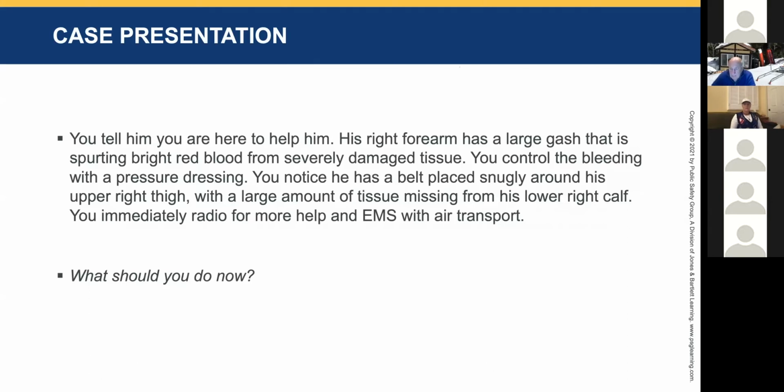Okay. What about controlling the bleed? I know that they wrapped the right forearm, but it says it's spurting. I would be concerned about making sure that that's not going to continue to spurt as well. Okay.